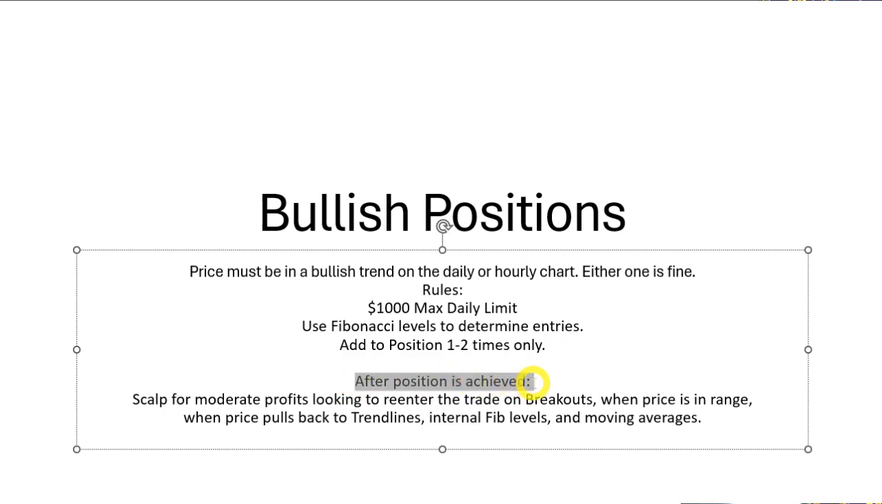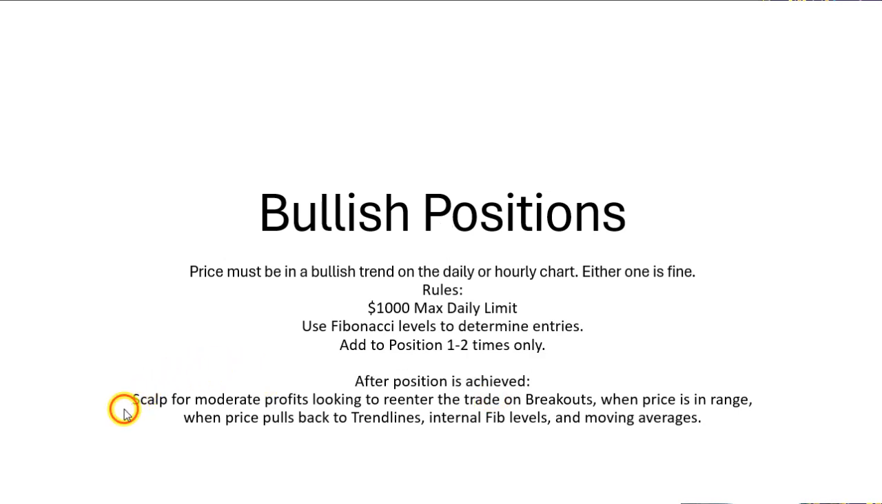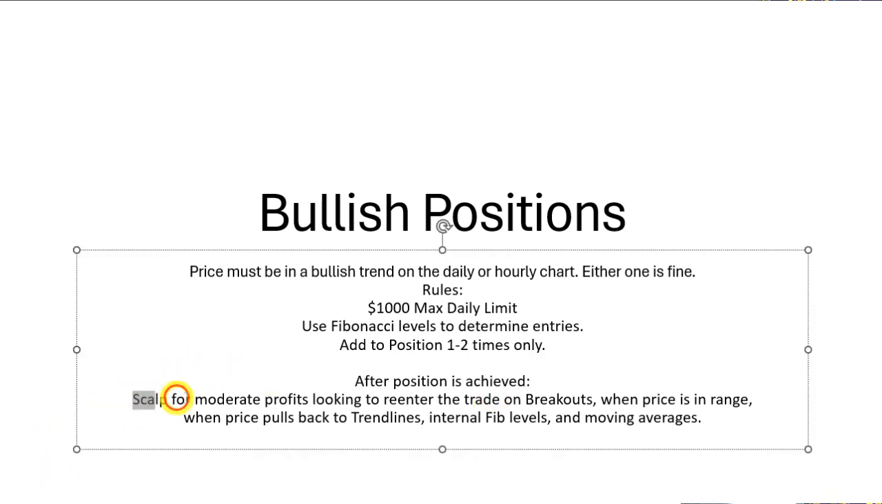After my position is achieved, I'm going to be looking to scalp for moderate profits over and over. Since I know the day's bouncing on a Fibonacci level, I can scalp in that area over and over multiple times. Sometimes I'll take 10 trades in the same range. So we're scalping for moderate profits, looking to re-enter the trade on breakouts when they fail. When price is in a range, towards the bottom of the range, we'll enter over and over and sell at the top.